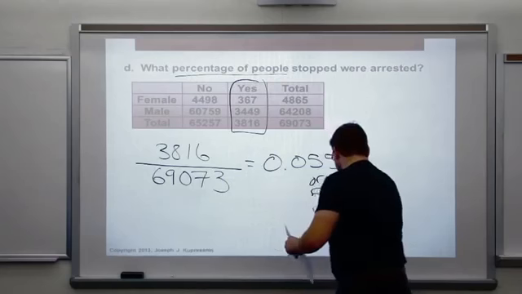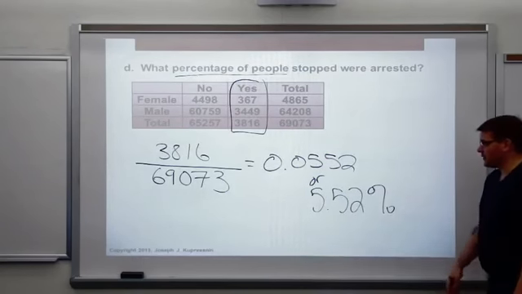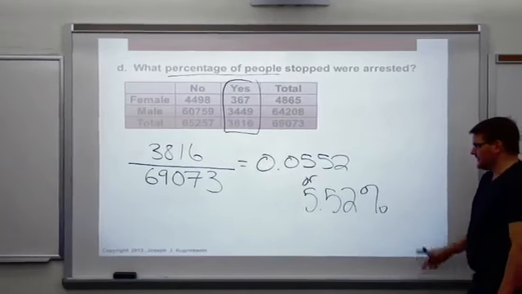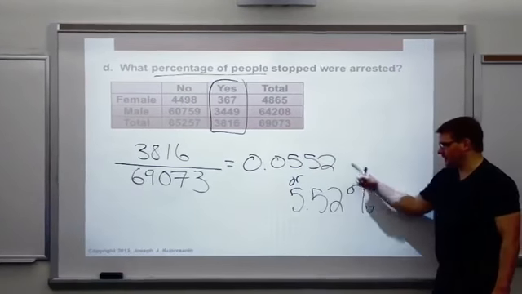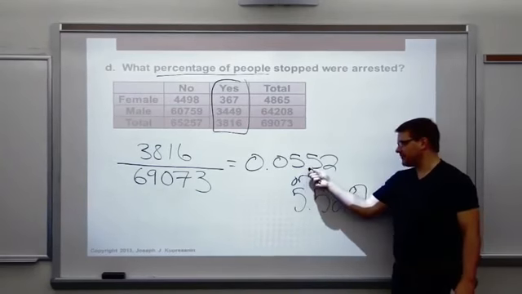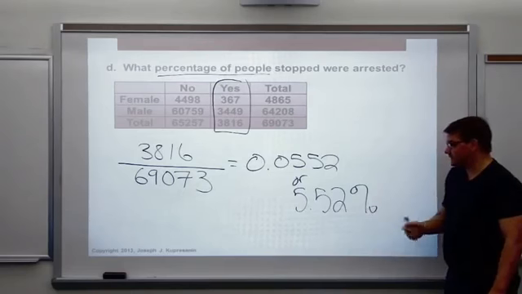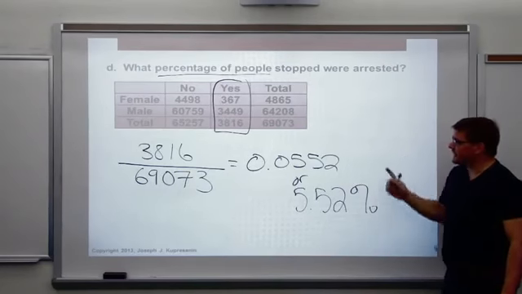0.0554. That's about 5.52%. Please, students, be able to move from one to the other like instantly. You've got to know that this is 5%. This is not 55%. Okay, this is 5%. 5.5. All right, that's D.